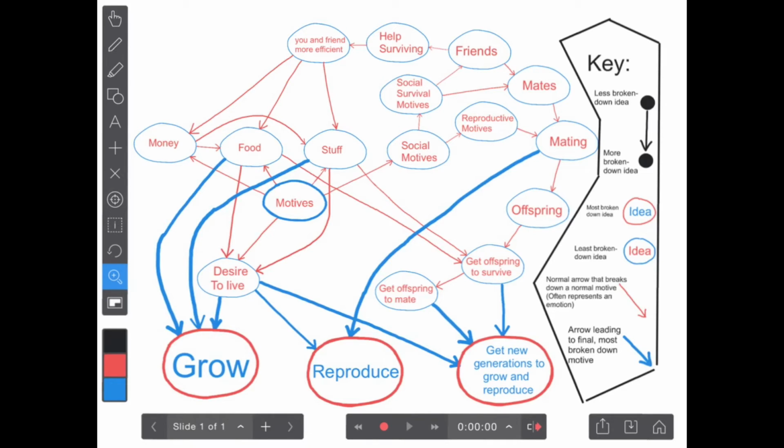And the social survival motives also get you mates. Then mates and the reproductive motives both lead to mating, and mating will create an offspring. Then your goal is to get your offspring to survive, your offspring to mate, and then get your generation to grow and reproduce.